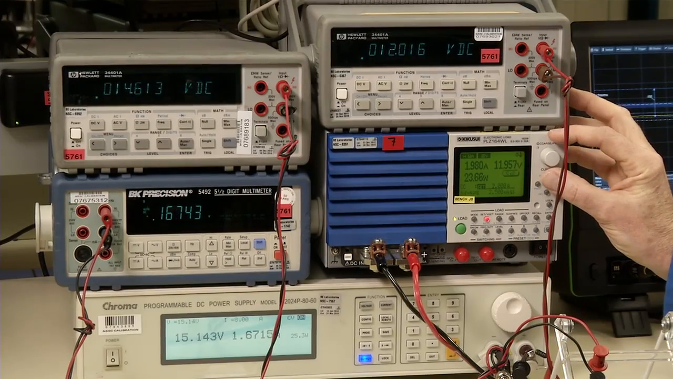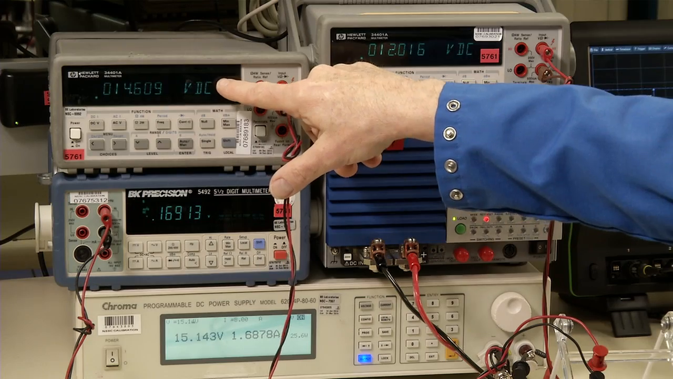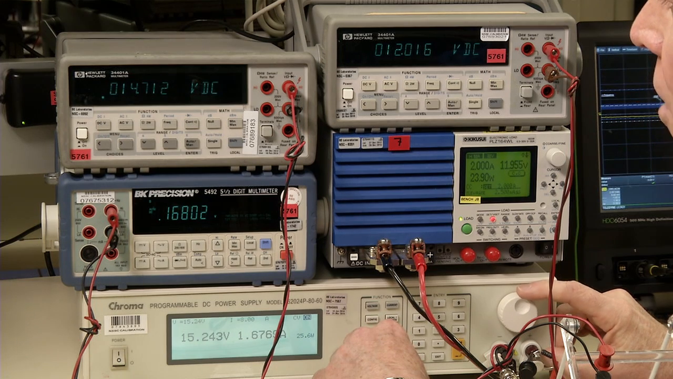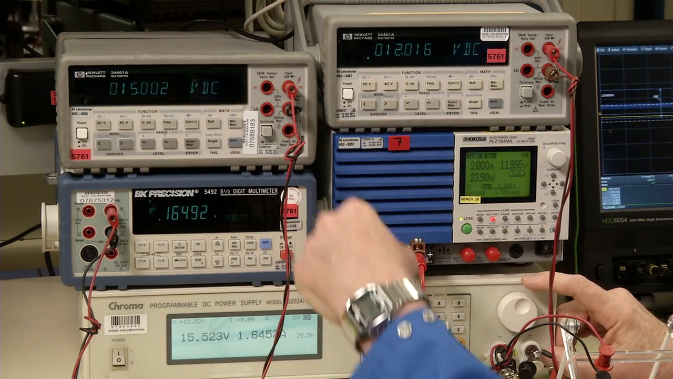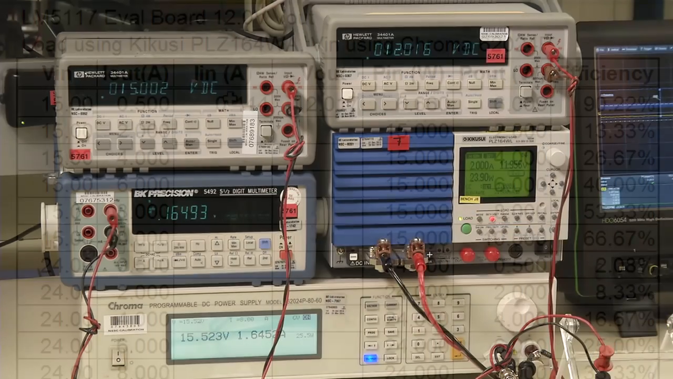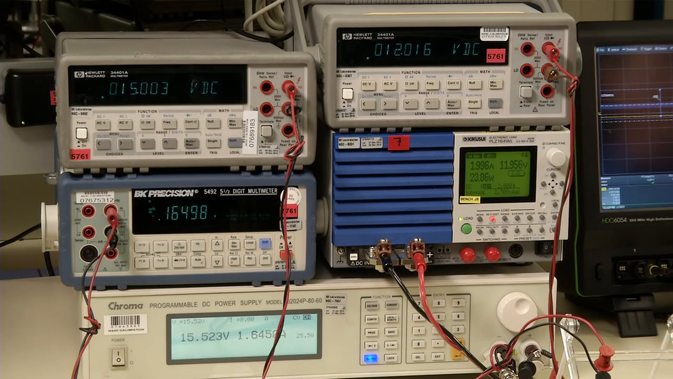Okay, there's 2 amps. Once again, there's an IR drop because of the additional current on the input, so we need to step that input voltage up until we have 15 volts on the input. And now we measure our input current, 1.64 amps, and our output voltage of 12.016. And we let the tool do the efficiency calculations.